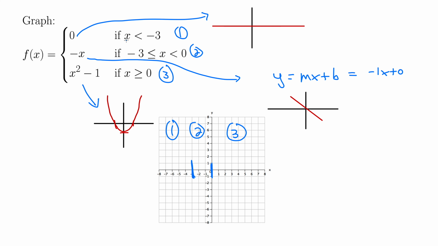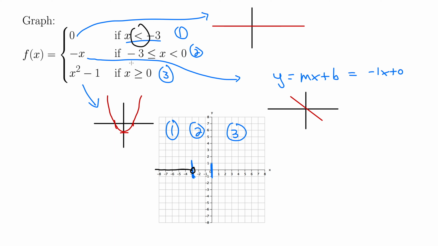So in the leftmost region, when x is less than negative 3, our function is simply 0. Okay, so this is going to come along 0 like so. Whoops, let's really take it right along the x-axis there. And then it's going to be an open circle because it's less than but not equal to.